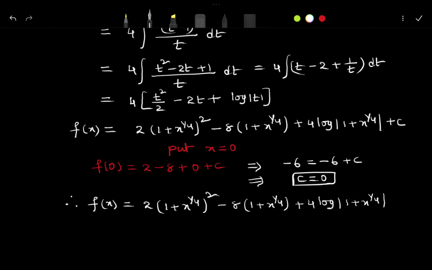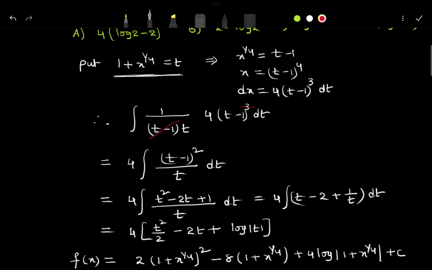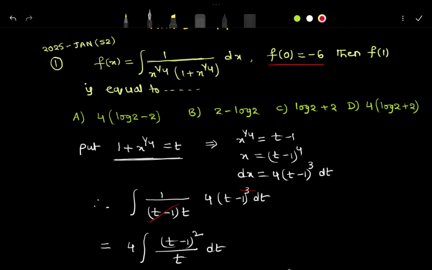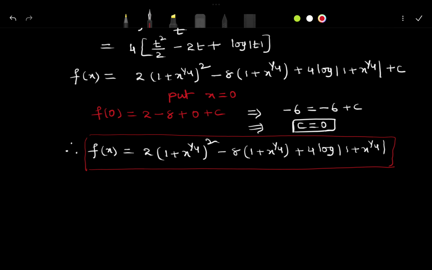After this, you have to find out the value of f of 1. See, our required value will be f of 1. So how can we find that f of 1 value? Put x is equal to 1 in this function. So put x equals 1.